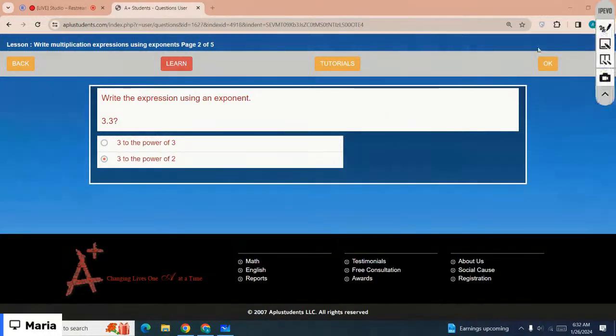No, you don't need to solve. You just have to see how we write it. You don't need to calculate the product.